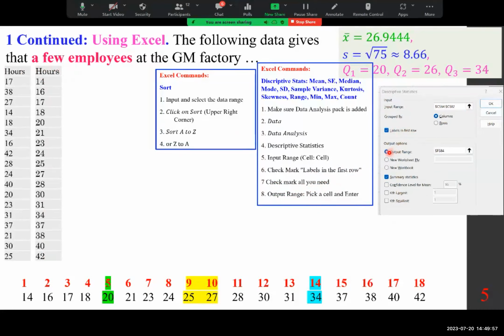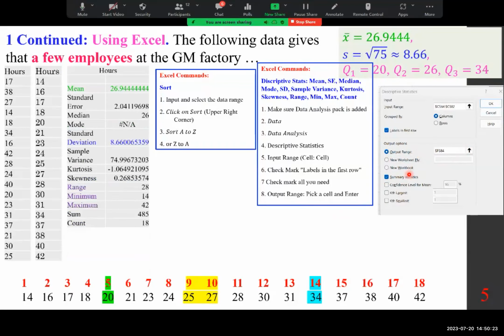And then for the output, if you don't do anything, it will take you to a new worksheet. But if you click a specific range and you click on that, it gives you a chance to go back to the Excel sheet, and all you have to do is enter. But before you do that, you choose what you want. We want summary statistics. So it gives you a lot of information.